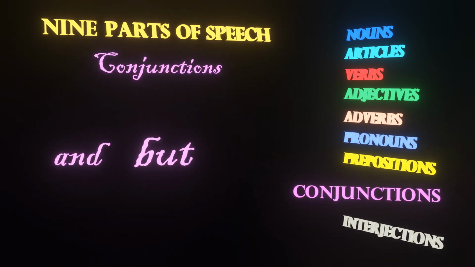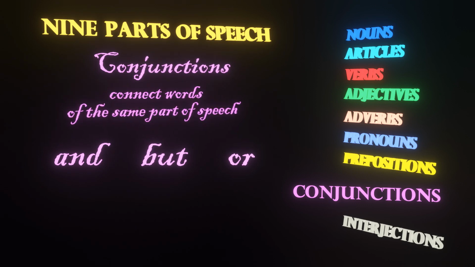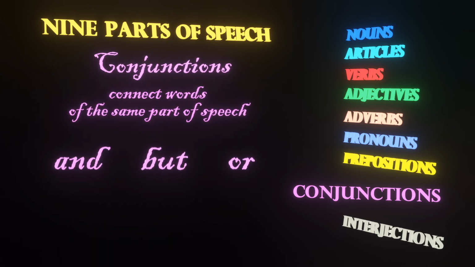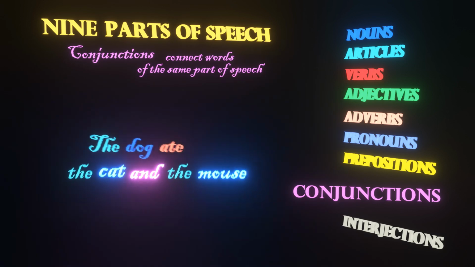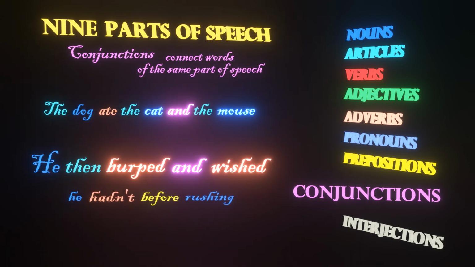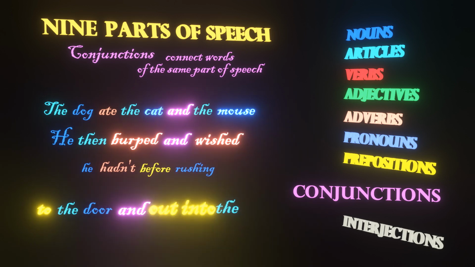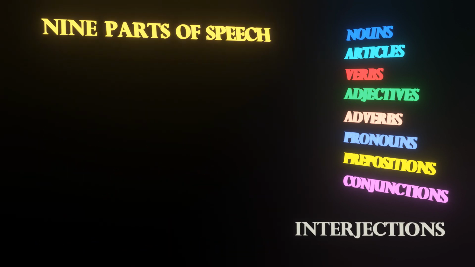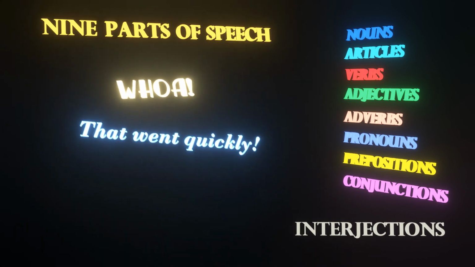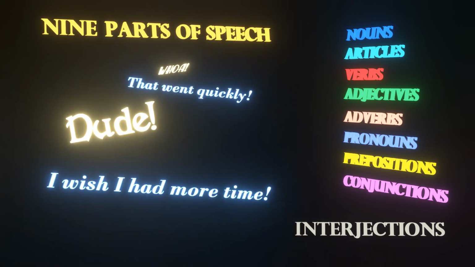Conjunctions like and, but, and or connect any 2 words, so long as they are the same part of speech, as in the dog ate the cat and the mouse. He then burped and wished he hadn't before rushing to the door and out into the yard. Finally, interjections are words that express pure emotion, as in, whoa, that went quickly. Dude, I wish I had more time.